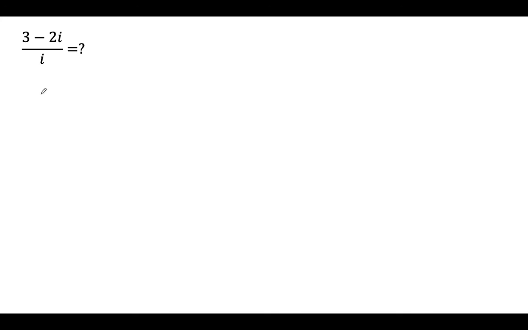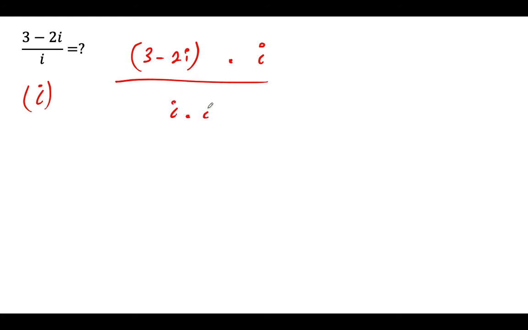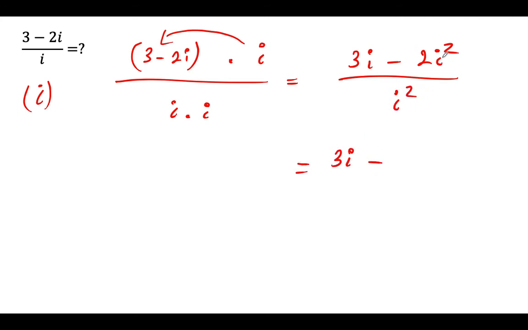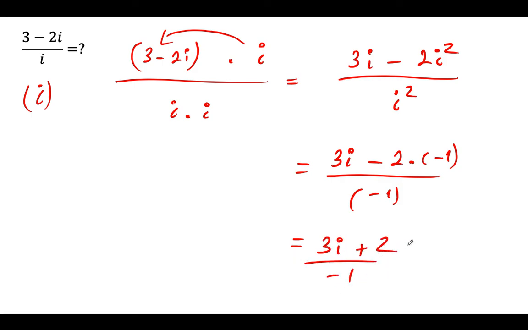And what about if we have just i? We are not using the conjugate, just i. So 3 minus 2i multiplied by i, divided by i times i. If I distribute, it will be 3i minus 2i squared divided by i squared. 3i we just leave like that. Instead of i squared, put negative 1. So the final result is 3i plus 2 over negative 1. So you can say this is negative 3i minus 2, or negative 2 minus 3i.